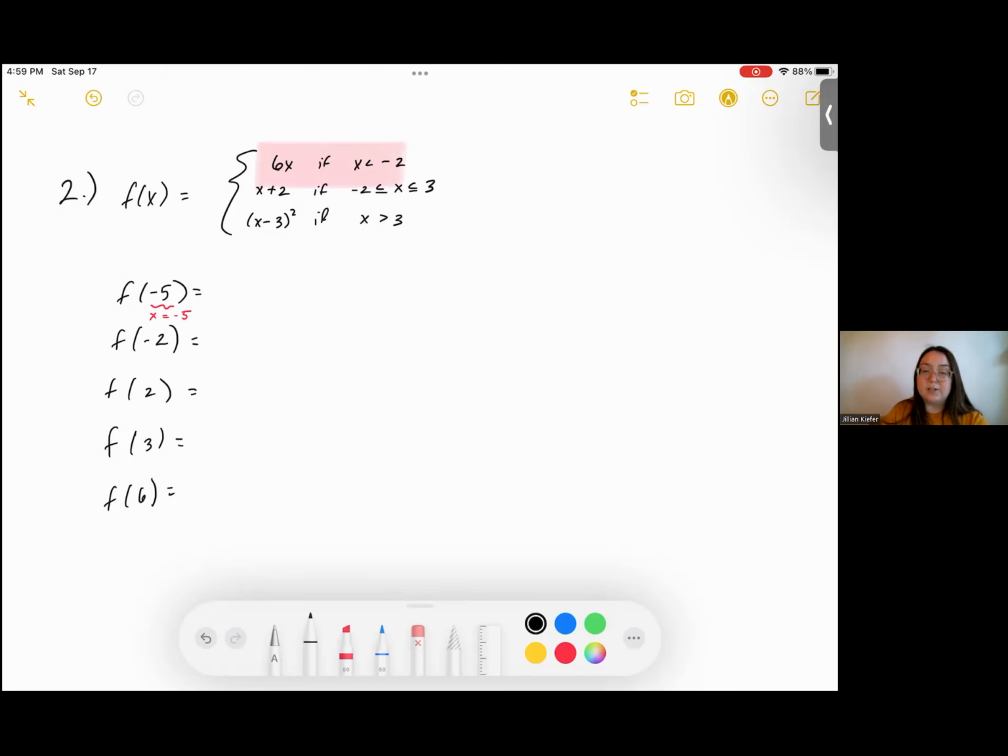So our first function is 6 times x. X is -5, so this function will be 6 times -5, which comes out to -30. So f of -5 is equal to -30. And then we have it.